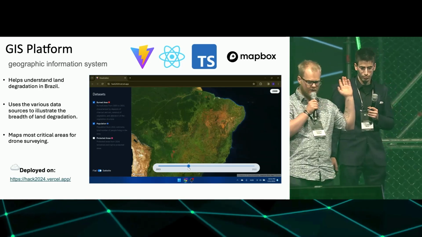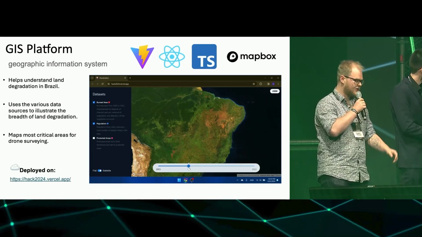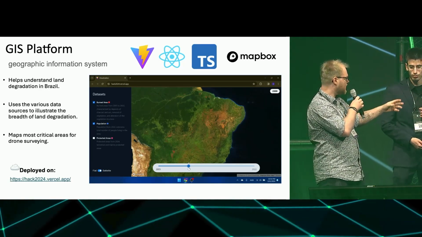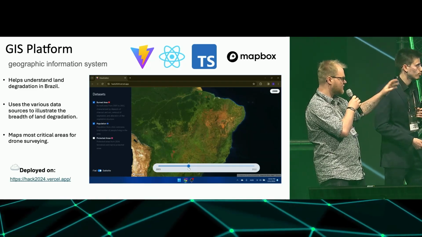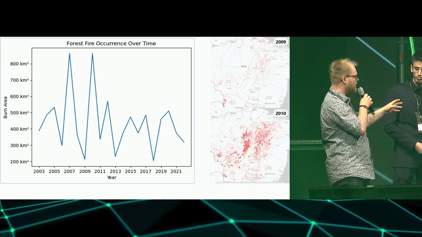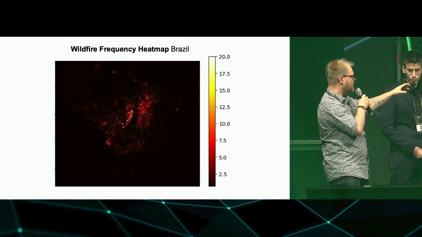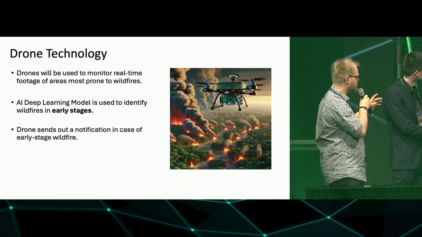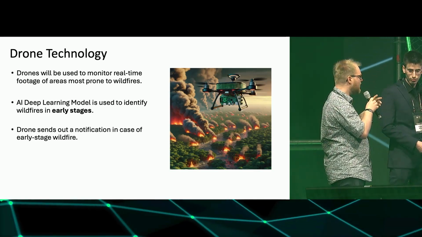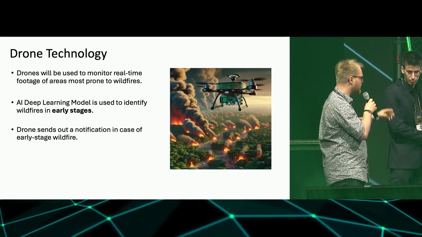Right here we have our GIS platform, where we use the provided data set to map and show the areas that are prone to wildfires. This is developed with React and TypeScript, among others. We look at this to see the scale of the wildfires, to then map out a heat map with the areas that are the most prone to wildfires. We'll then use those areas to deploy drones to monitor the areas and use our deep learning model to see and confirm if there is a wildfire.